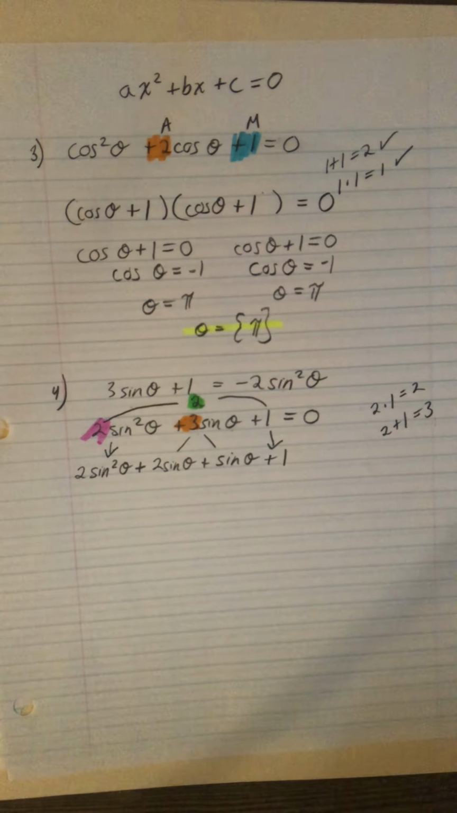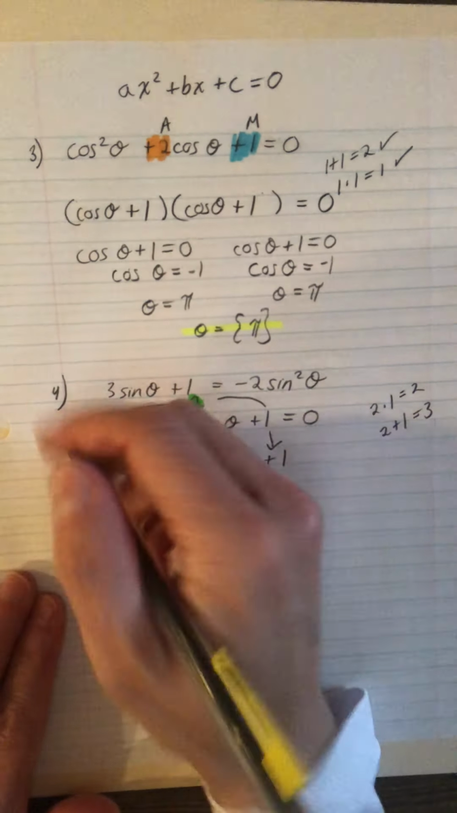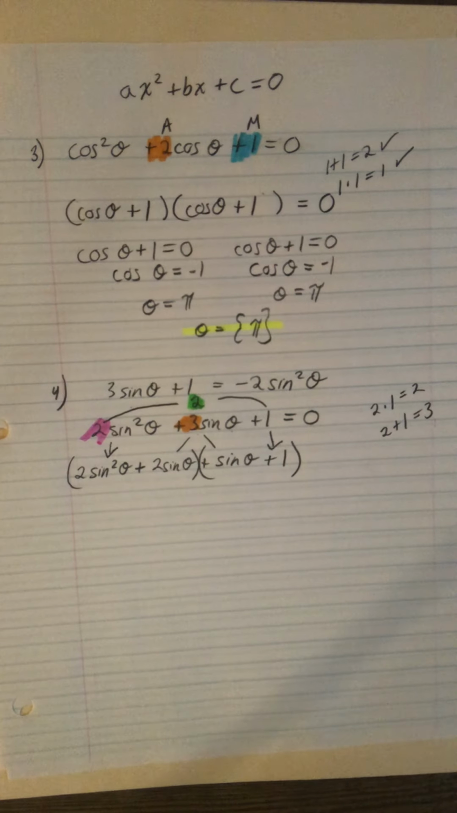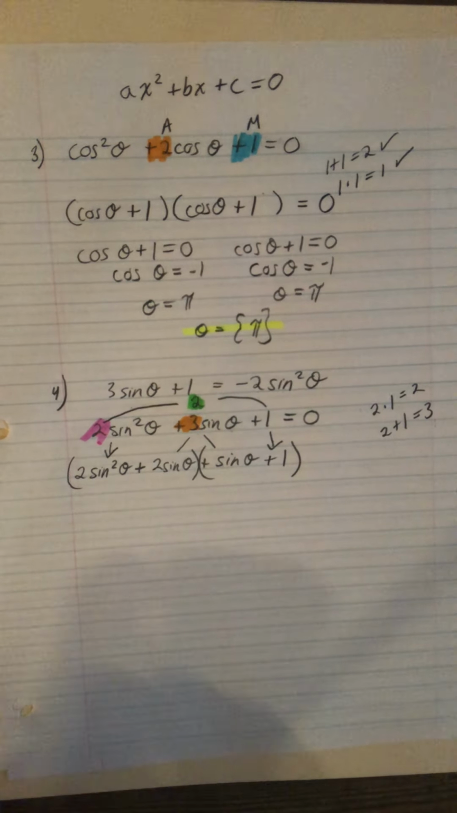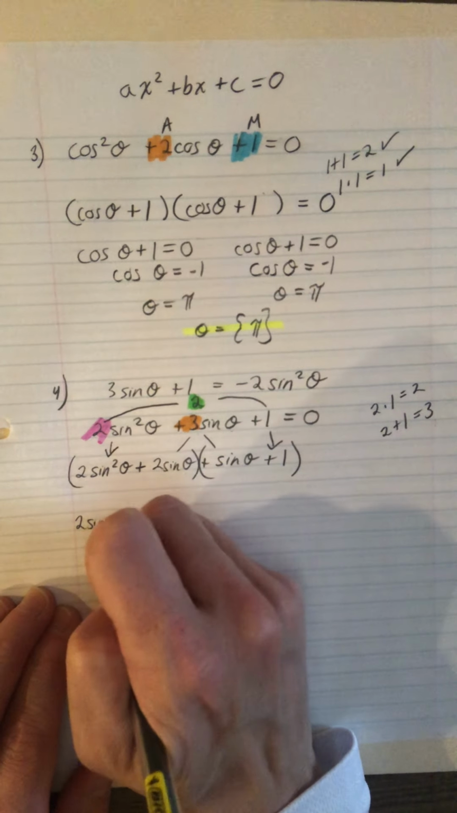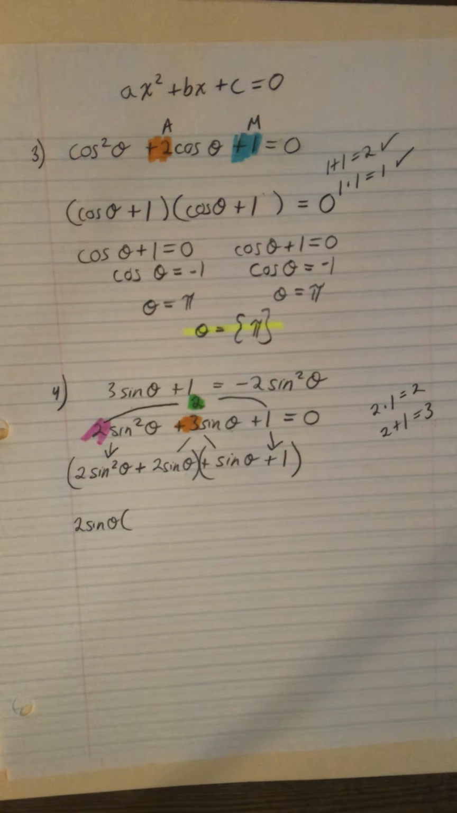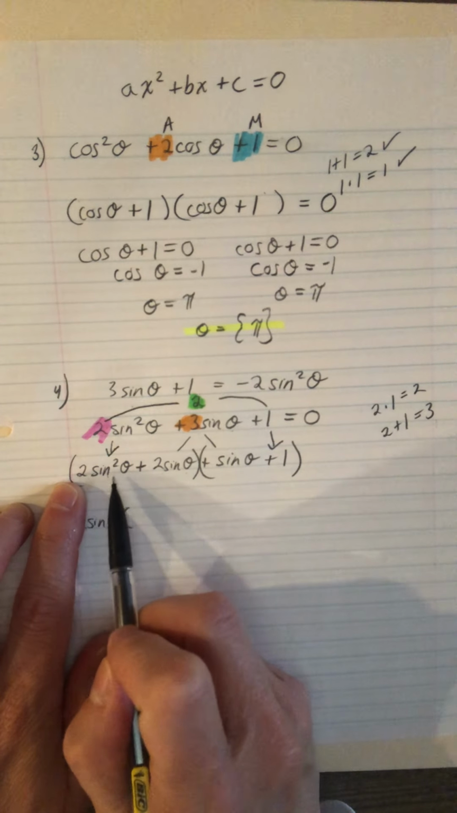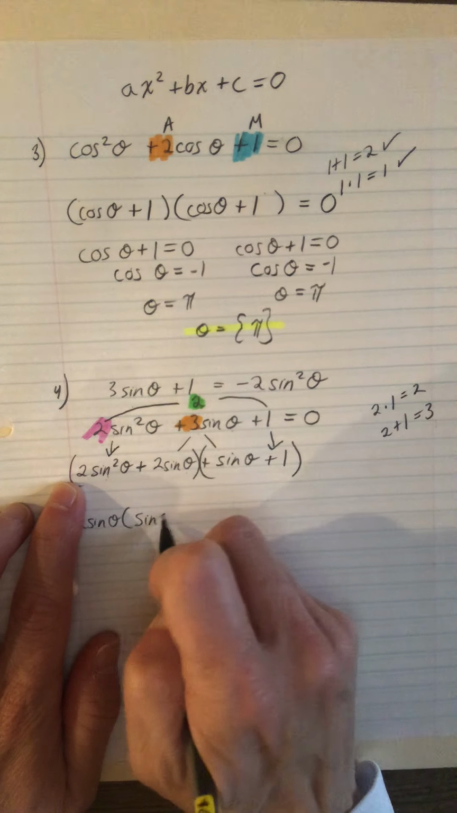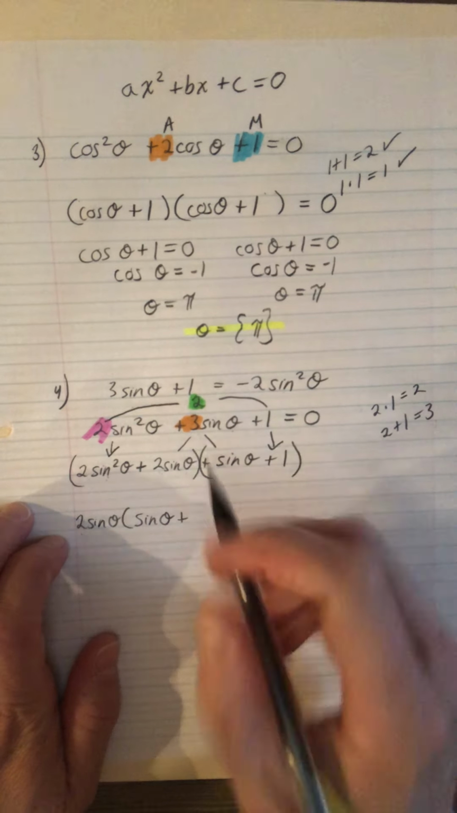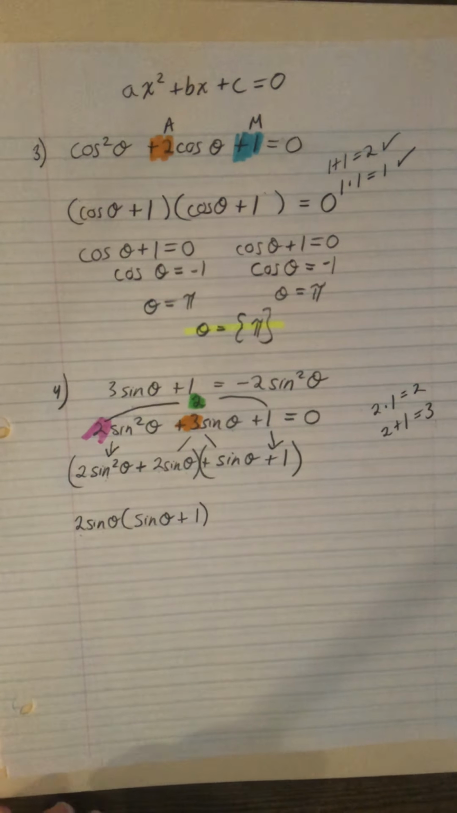Once we get here, we factor by grouping. So I group my first 2 together, and I group my second 2 together, and I factor out the GCF of each group. Now, if I look at that first group, my GCF will be a 2 sine theta. If I factor out a 2 sine theta, I divide every term in that group by 2 sine theta. If I divide 2 sine squared theta by 2 sine theta, I'm left with a sine theta. If I divide 2 sine theta by 2 sine theta, that cancels out to 1.